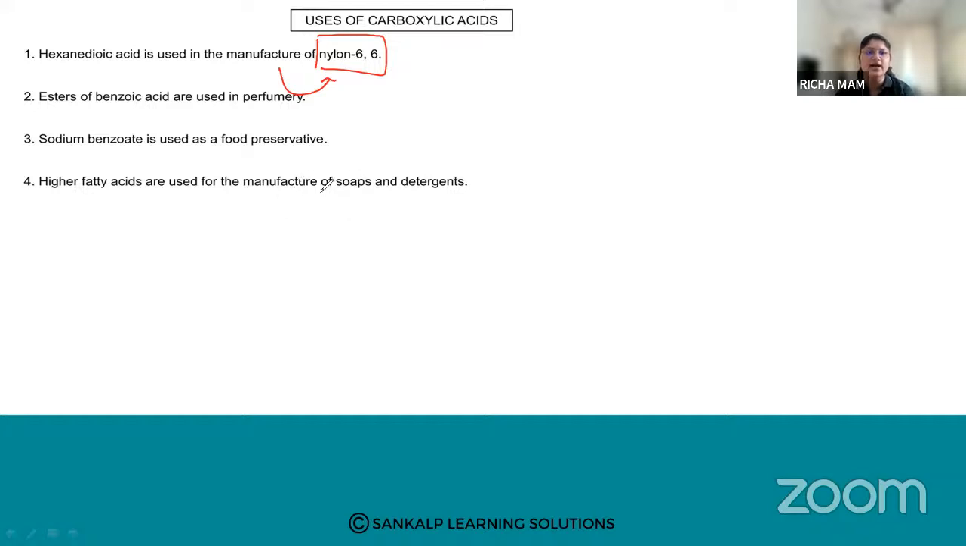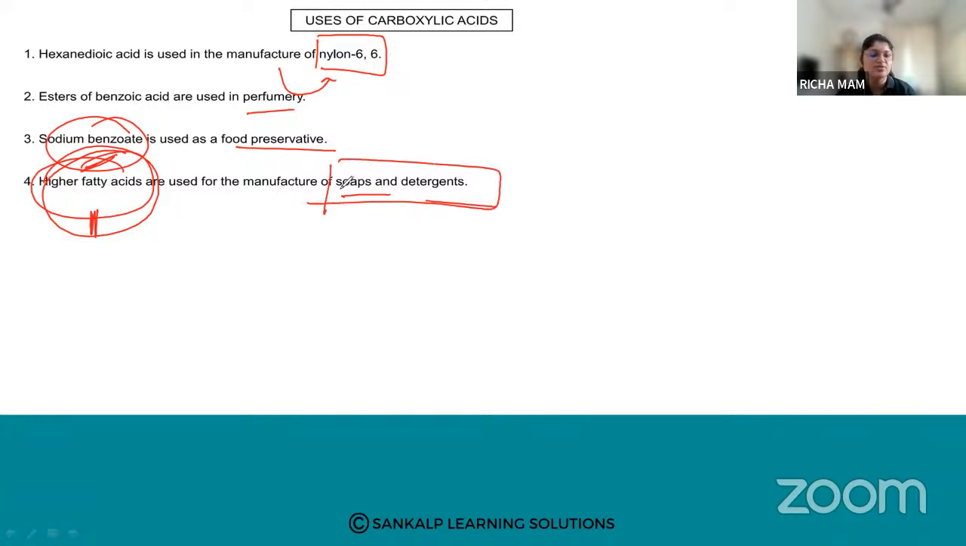Esters of benzoic acid are used in perfumes, that is, for perfume preparation. Then sodium benzoate is used as a food preservative. Higher fatty acids, meaning the carbon chain is longer, are used in the manufacture of soaps and detergents, which we use.